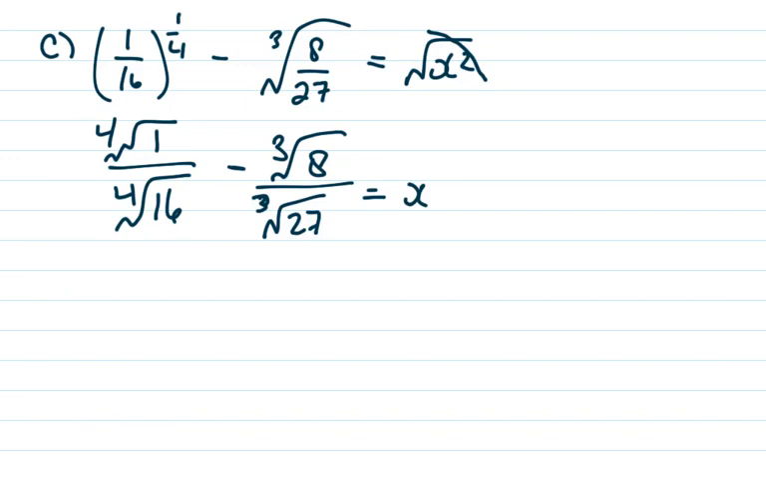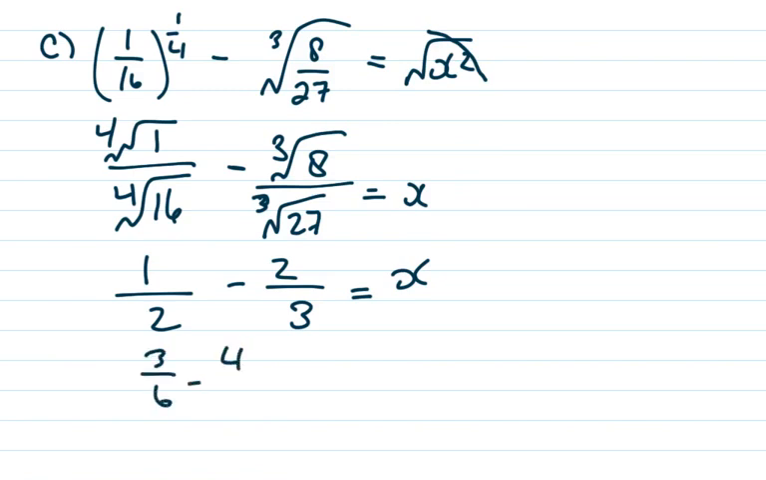All right, the 4th root of 1 is 1. The 4th root of 16 is 2. The 3rd root of 8 is 2, and the 3rd root of 27 is 3. So now I have 1/2 minus 2/3 equals x. In order to subtract fractions, I need a common denominator, which would be 6. So 3/6 minus 4/6 equals x. Negative 1/6 equals x.